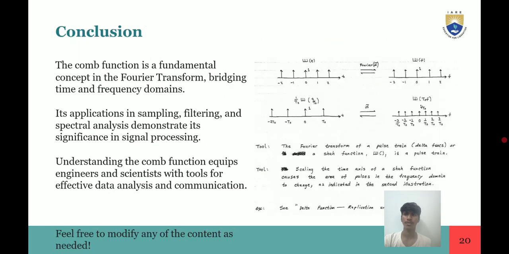Conclusion: the comb function is a fundamental concept in the Fourier transform bridging time and frequency domains. Its application in filtering and spectral analysis demonstrates its significance in signal processing. Understanding the comb function equips engineers and scientists with tools for effective data analysis and communication.